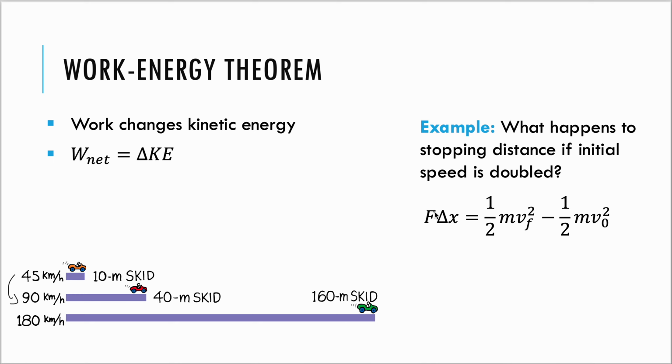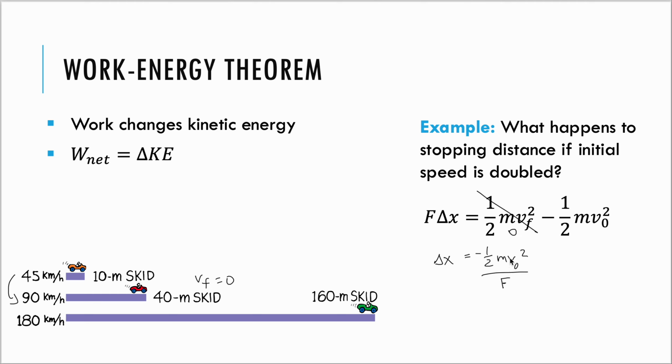We can write it this way, where the net work is just the work done by the force of friction, which I'm just calling F here. So F times delta x equals 1/2 m v final squared, which is the final kinetic energy, minus 1/2 m v initial squared, the initial kinetic energy. This right-hand side is the change in kinetic energy. So if we're looking for stopping distance, we can solve for delta x. We know that when we're skidding, the final speed is going to be 0. So that means the final kinetic energy is 0. So when we solve for delta x, we're going to have negative 1/2 m v initial squared over F.